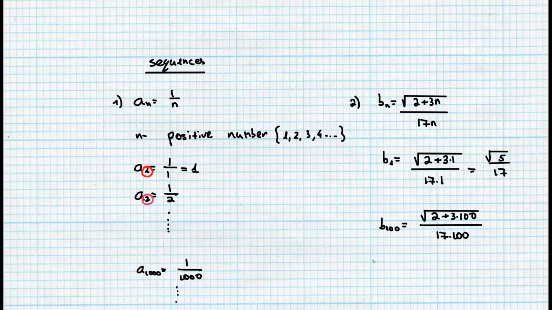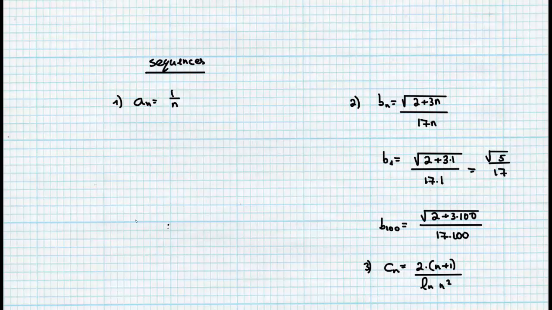Let's take a look at our last example. As I said, sequences can be any type you want, of any form you want. Let's say that c_n will be our third sequence, and it will be equal to 2 times n plus 1, divided by the natural logarithm of n squared. As you can see here, number 1 doesn't exist. Let's erase the board and talk about it in more detail.